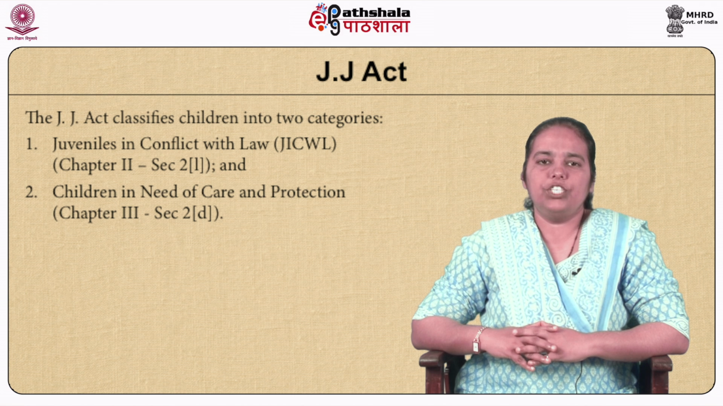Categorization of children in J.J. Act. The J.J. Act classifies children into two categories: first, juvenile in conflict with law, second, children in need of care and protection. Any child who violates a criminal law of the land is a juvenile in conflict with law. In the old pieces of legislation, such children were called juvenile delinquents, an expression which is no more in vogue.